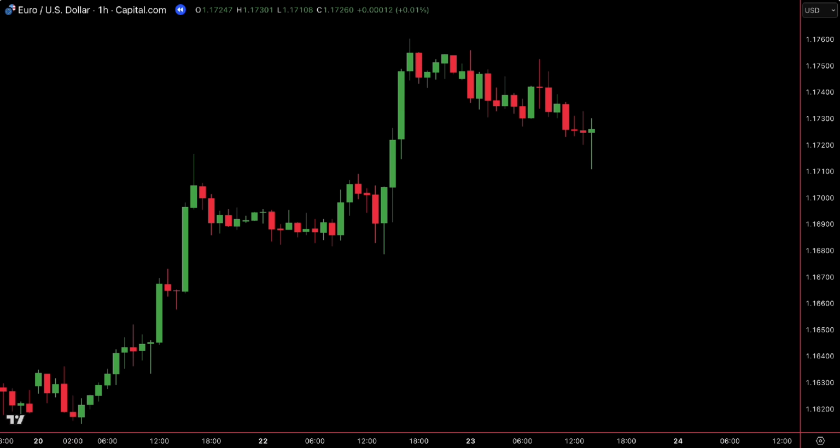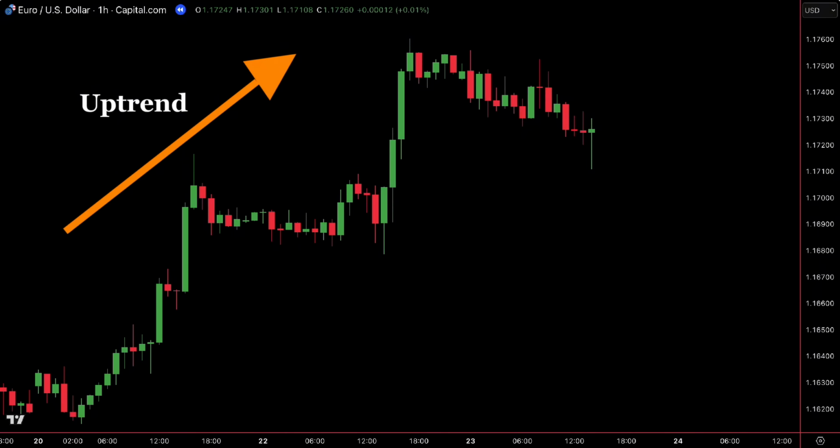Now that you know what the deceptive candle is and how it's different from a regular pin bar, let me show you how I actually trade it using my TLS method. TLS stands for trend, level, and signal. The first thing I do is analyze the market. As you can see on this US dollar, Canadian dollar 1-hour chart, the market is clearly trending up. That's our first condition, a trending market.